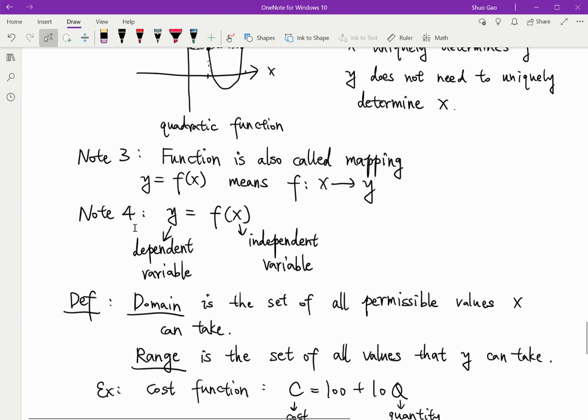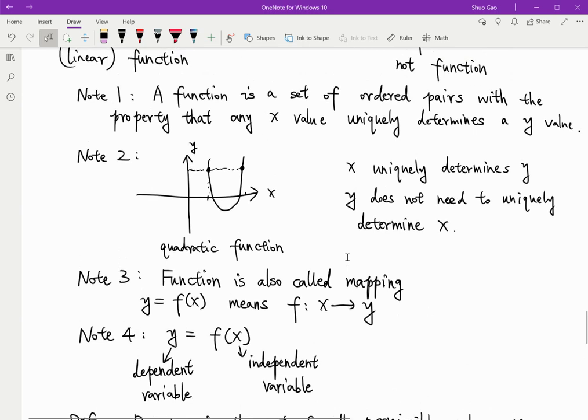And the last note. For y equals f(x), we call x the independent variable, and y the dependent variable, right? Because y is a function of x, and the value of y depends on the value of x. So we call y the dependent variable, and x can change by itself, so x is an independent variable here. So pay attention to the different names.